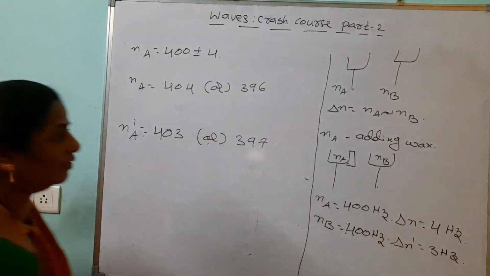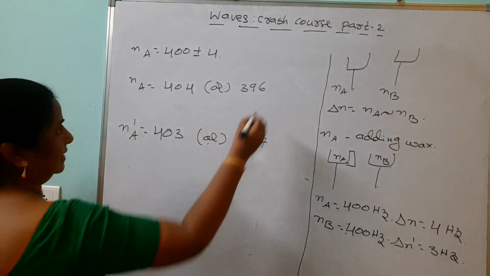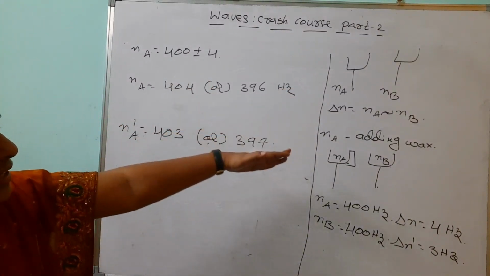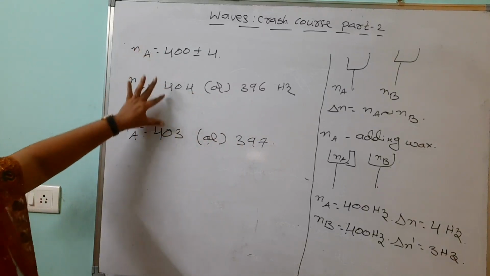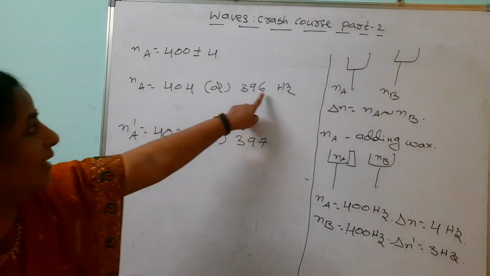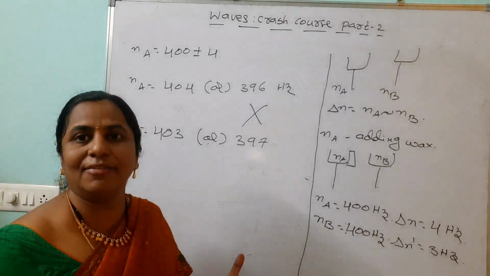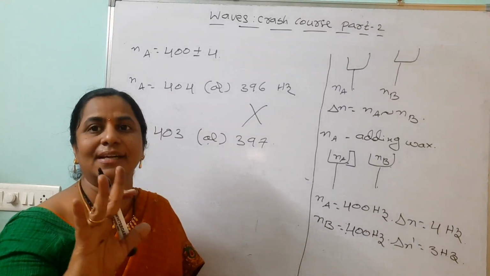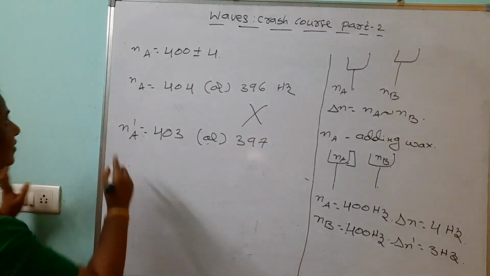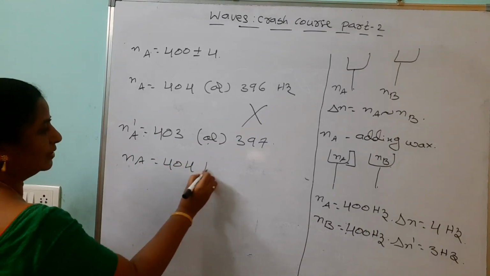How do we find this one? Look here. The NA value is either 404 Hertz or 396 Hertz. But whenever we add wax to NA, the same condition you can apply for B also. Same concept. See, here 404 to 403, decreasing. But here 396 to 397 is never possible. Whenever we add the wax, the number of beats decreases. But in this case it is increasing. So what is the frequency of this NA? NA equals 404 Hertz.